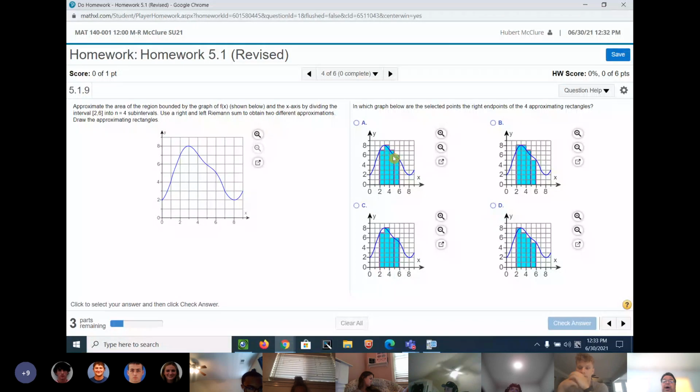But this one is right, and this one is left. So it would be A and D. This one, the excess is on the right, which is the right, and this one is on the left, so that would be the left.